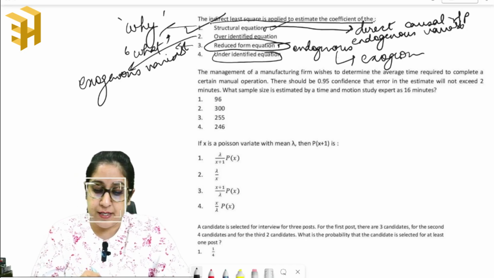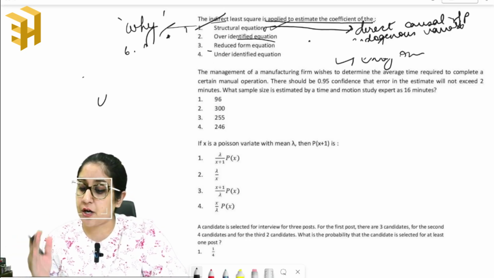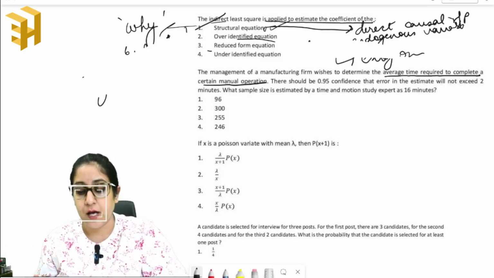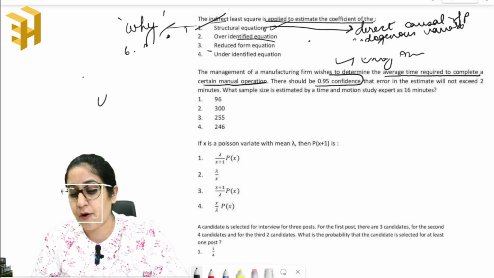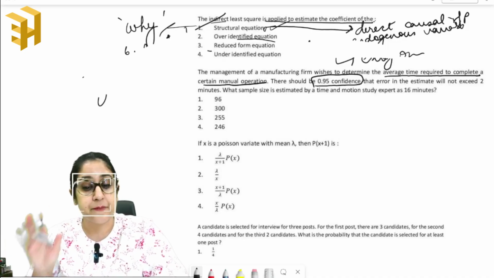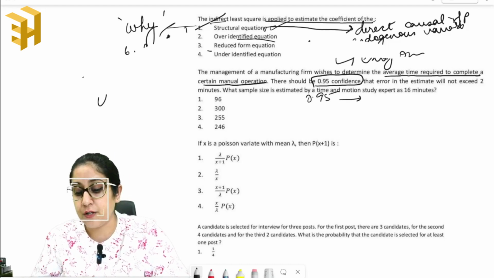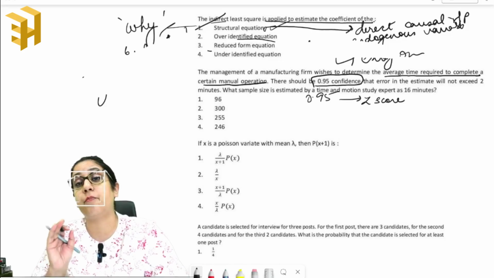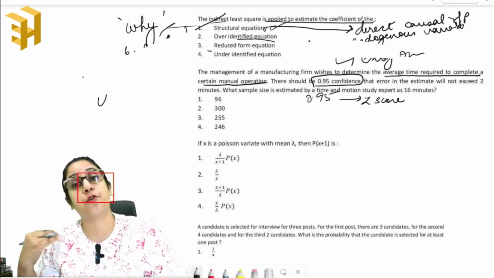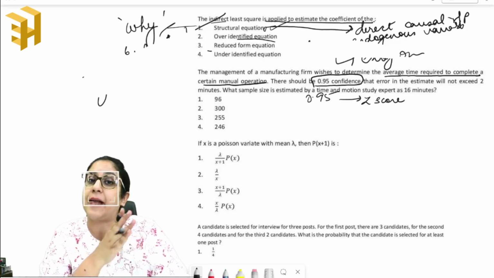Now, the next question is that the management of a manufacturing firm wishes to determine the average time required to complete a certain manual operation. There should be a 0.95 confidence that the error in the estimate will not exceed 2 minutes. Firstly, the confidence level is 0.95, so you need to know the Z score of it. This should be learned by heart. You need to know the Z score for 95% confidence limits, 99%, 92%, and in some cases 90% also.